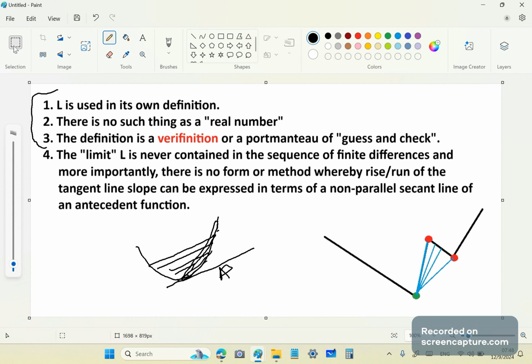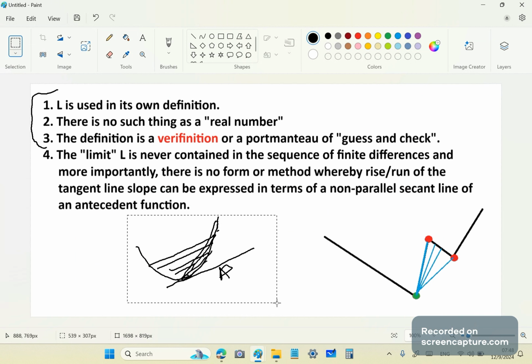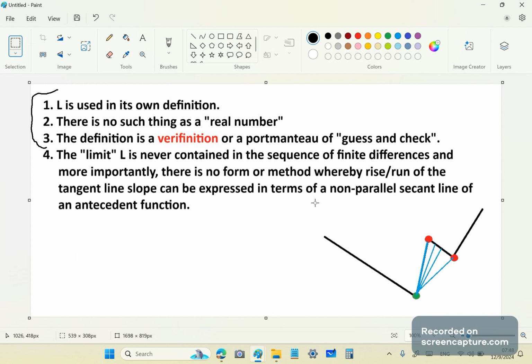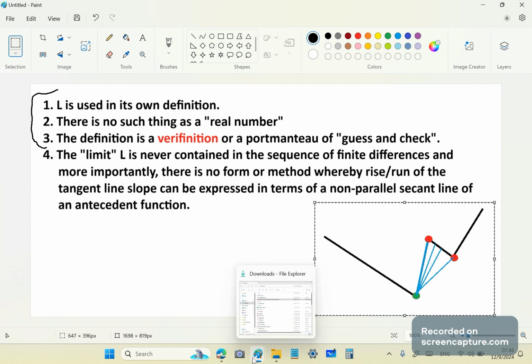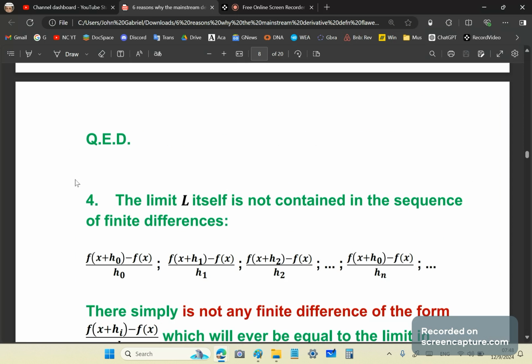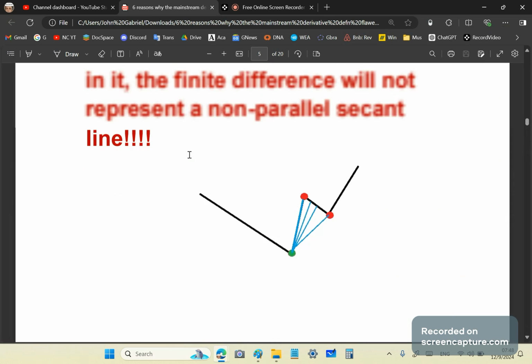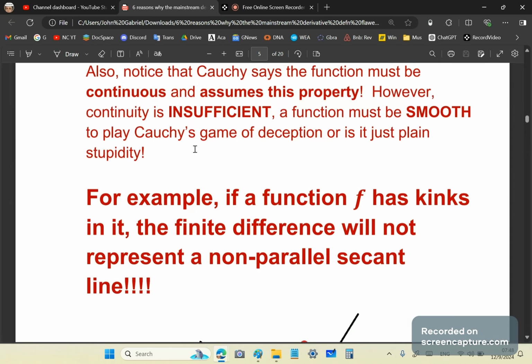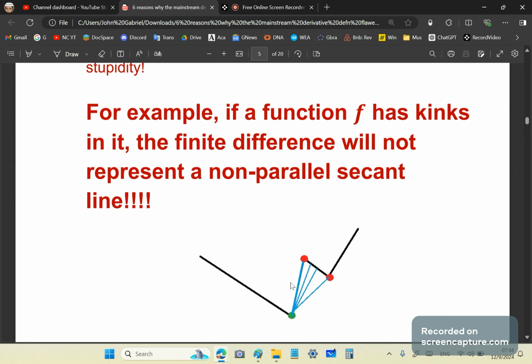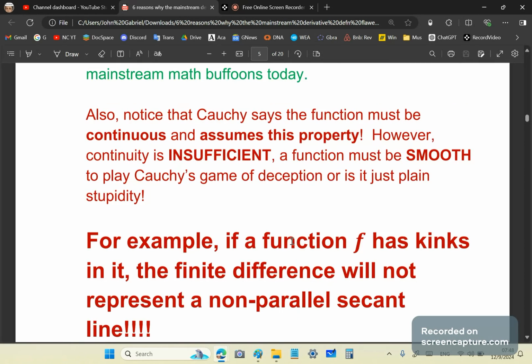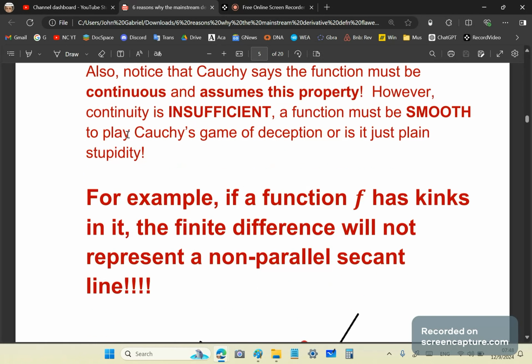Now, there's something I wanted to also go back to that I mentioned yesterday, and it's this statement by Cauchy. So if we look at what Cauchy said, he said that a function needs to be continuous, but the problem is if that function has kinks, like you see over here, the finite difference will not necessarily represent a non-parallel secant line. So you'd have a problem. In other words, what I'm saying is Cauchy didn't notice that continuity was not sufficient.